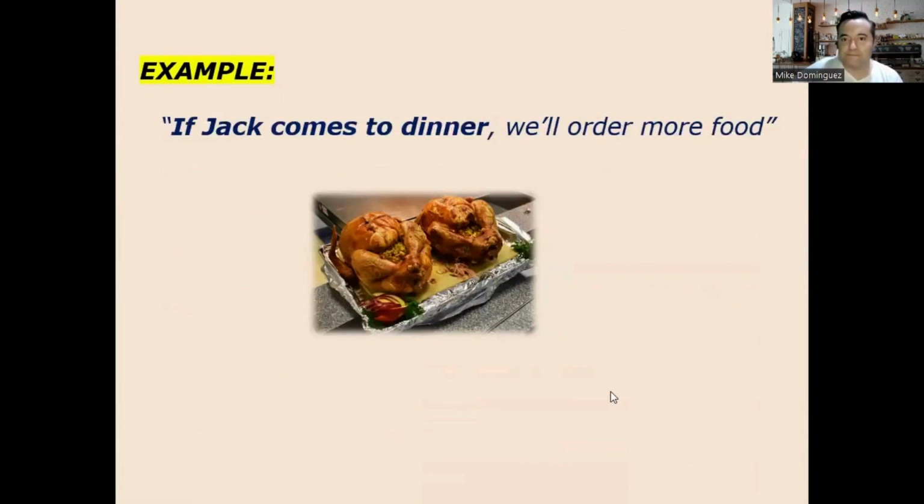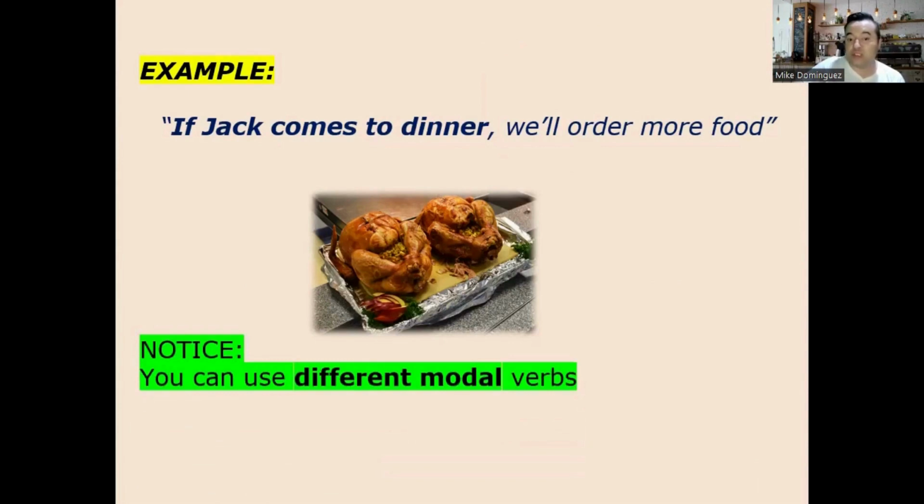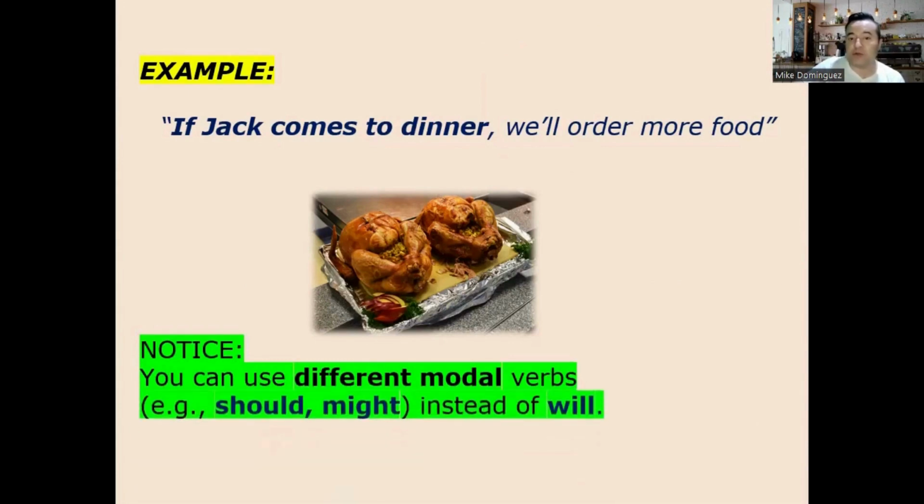If Jack comes to dinner, we'll order more food. Yes, very good. Notice the condition: the verb is in present, but the consequence is in future. Exactly. That's the escalation, right? Zero versus first is talking about future actions or consequences. Notice you can use different modals for future. For example, you can use will, should, might instead of will.